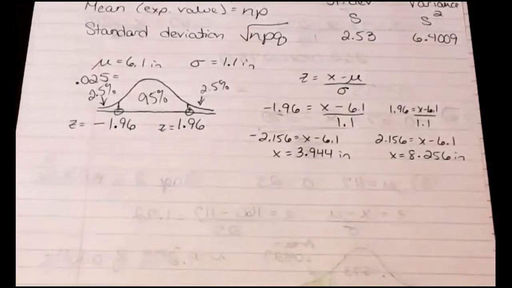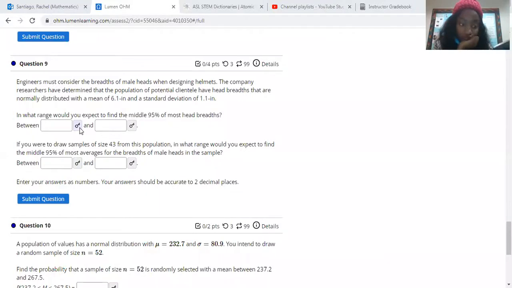If we go back to the actual problem itself, notice that they rounded to the nearest tenths place. So the range would be 3.9 to 8.3. So we rounded to the nearest tenths place. If you were to draw samples of size 43 from the population, in what range would you expect to find the middle 95% of most averages?